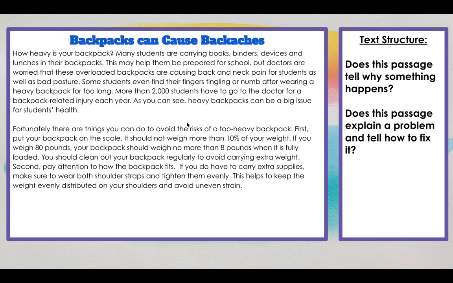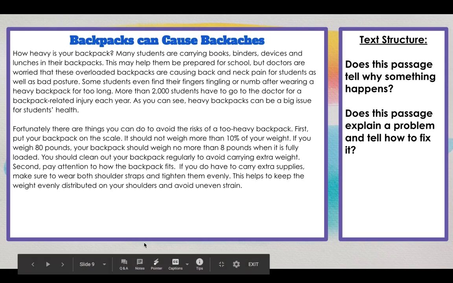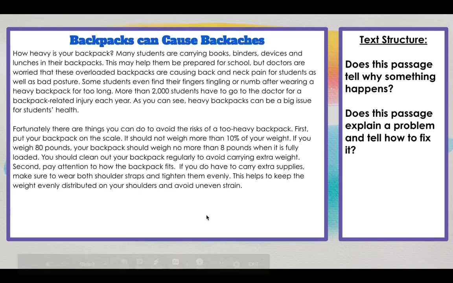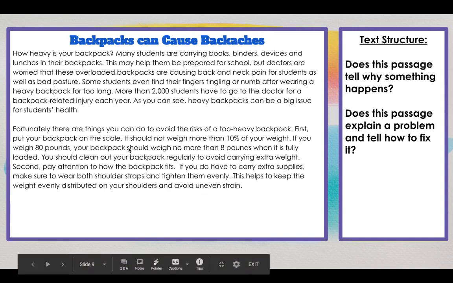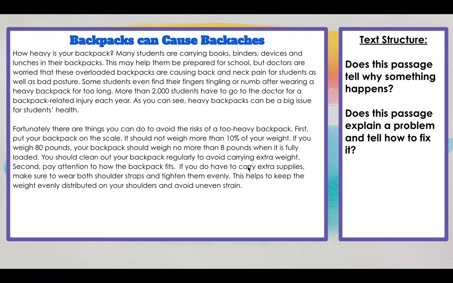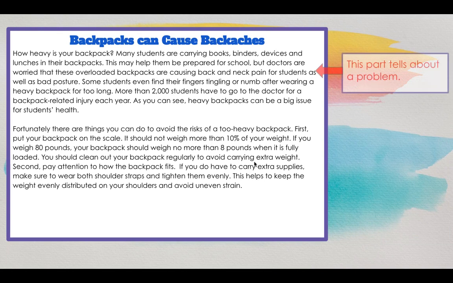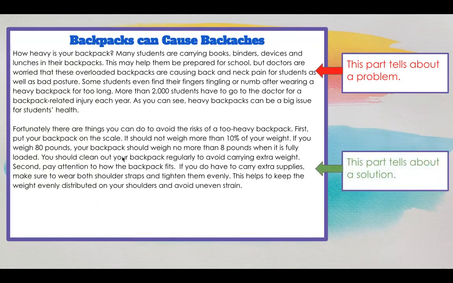a problem, the backaches. And the second part is telling us not about backpacks causing backaches, but it's telling us about how we can avoid getting backaches from our backpacks. It's telling us a solution. This is a problem-solution text structure. This first part tells us the whole problem of backpacks that are too heavy, and they're causing all sorts of things: neck pain, back pain, tingly fingers. And this second part is telling us about the solution. There's things we can do to avoid the risks of a too heavy backpack.